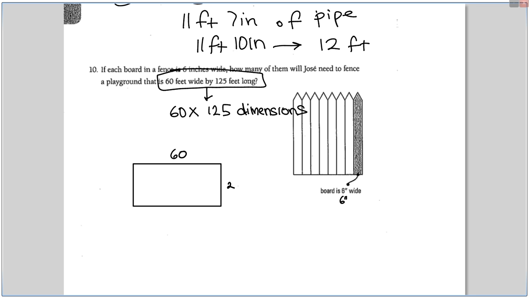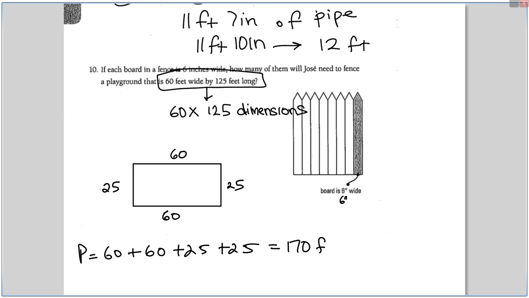60, 125, 60, 125. So you need the perimeter because you're putting a fence board up. So let's add up all these numbers to get the perimeter. 60, 60, 120, 120 and 50, 170 feet. And you're going to use 6-inch wide boards. Now it's important to note that inch, feet, there's a different unit there, so we've got to make a conversion.